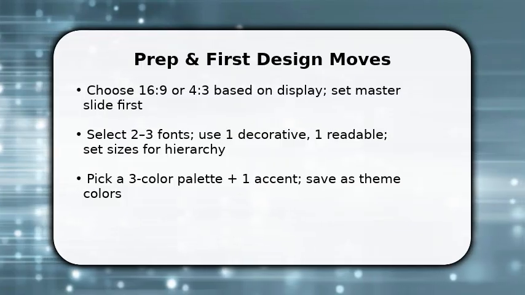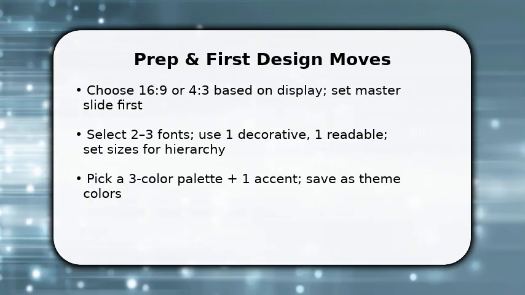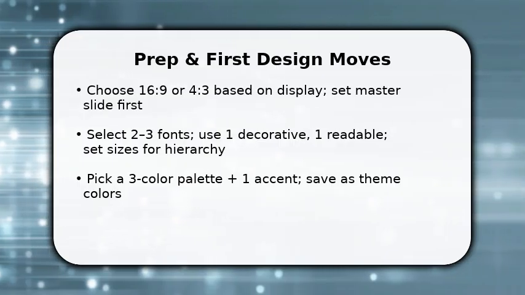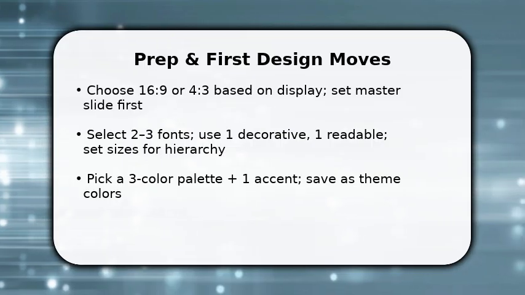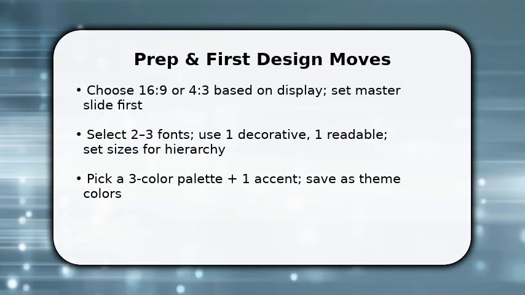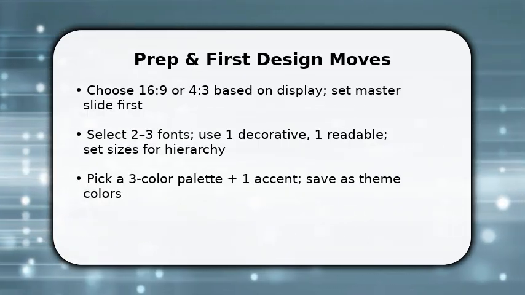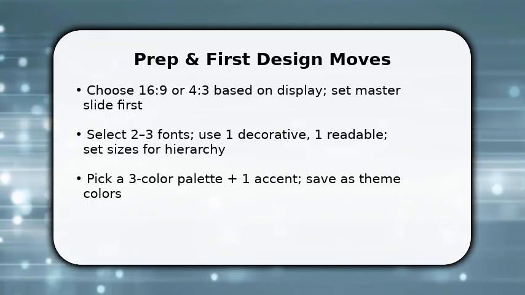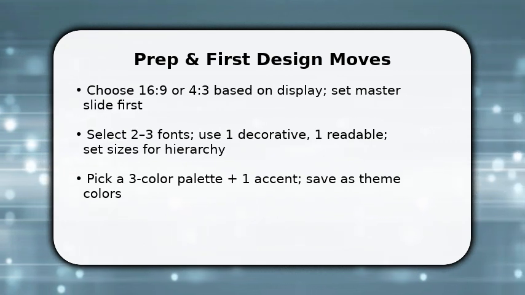You start by locking in scale and style so every slide feels intentional. Set the master slide and layout variants first. This saves time and enforces consistency. Once done, pick 2 to 3 fonts and define sizes for title, subhead, and body to create visual hierarchy. Make a simple 3-color palette with 1 accent, then save it as the theme so colors apply uniformly. This step prevents redesign later and lets you focus on content rather than formatting.